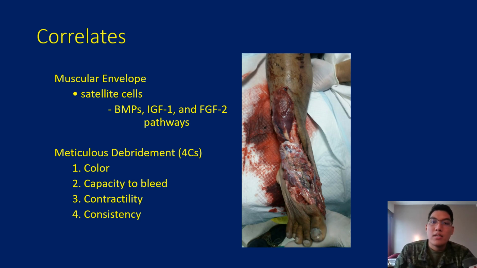This figure is a leg of a 54-year-old male politician who sustained an explosive injury last election. We can appreciate that the muscle is already dull red in color with apparently no appreciable bleeding. It also doesn't contract when stimulated, and the consistency was not very firm. Hence, we did an emergency BKA on this patient.